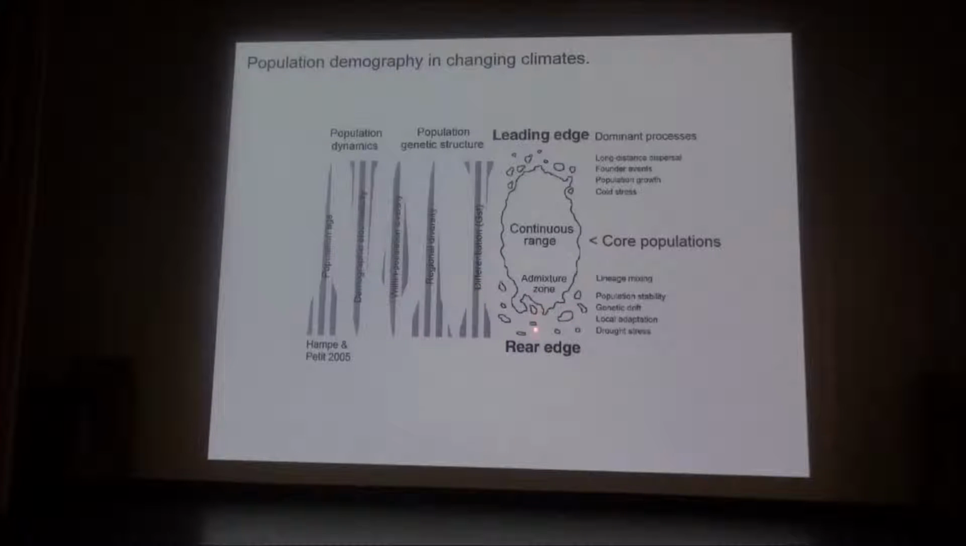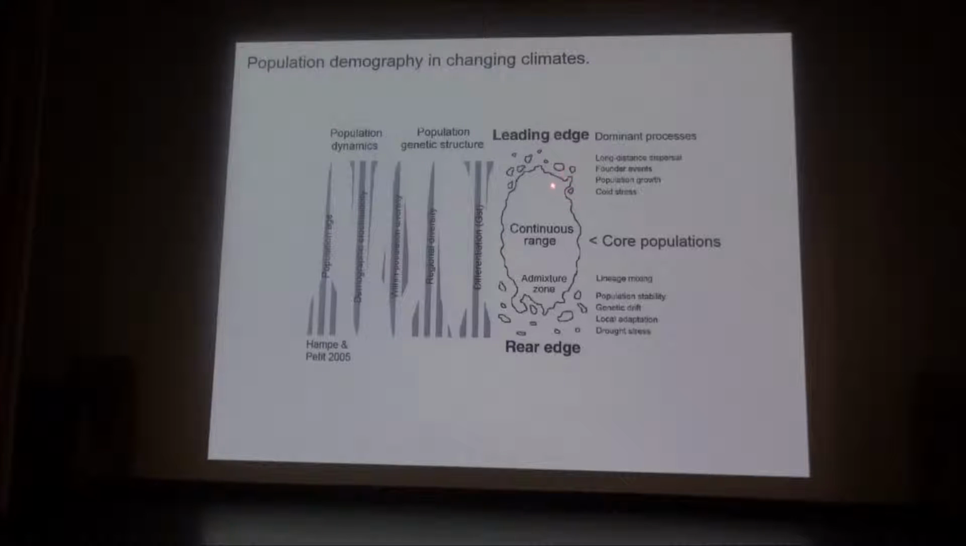After climate change, populations usually move from the rear edge into a continuous range, and they keep moving north in the northern hemisphere. They get to the leading edge of where their physiological range tolerance is. These different parts of the range are important to study because you can find different traits. So if you're interested in drought stress, the rear edge is a good place to find adapted loci for that trait.